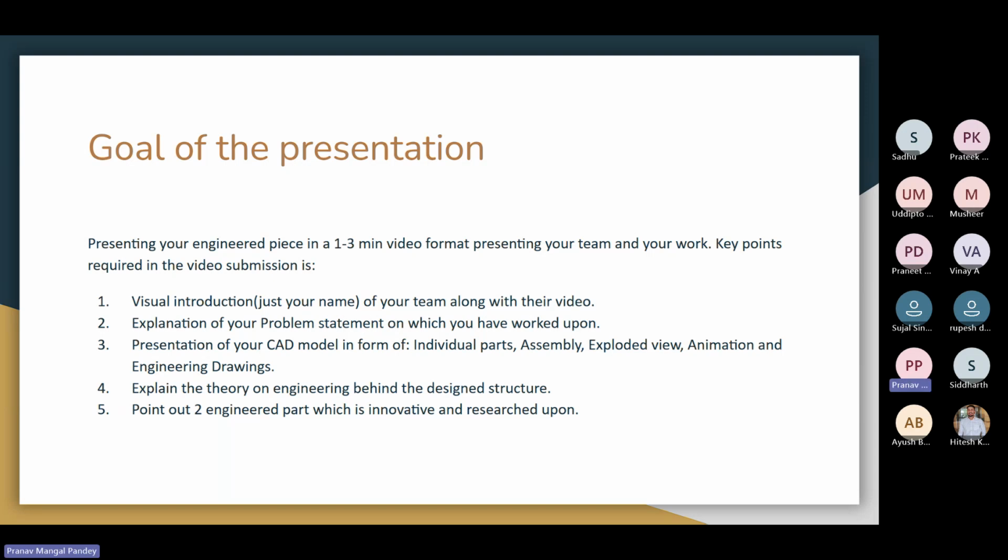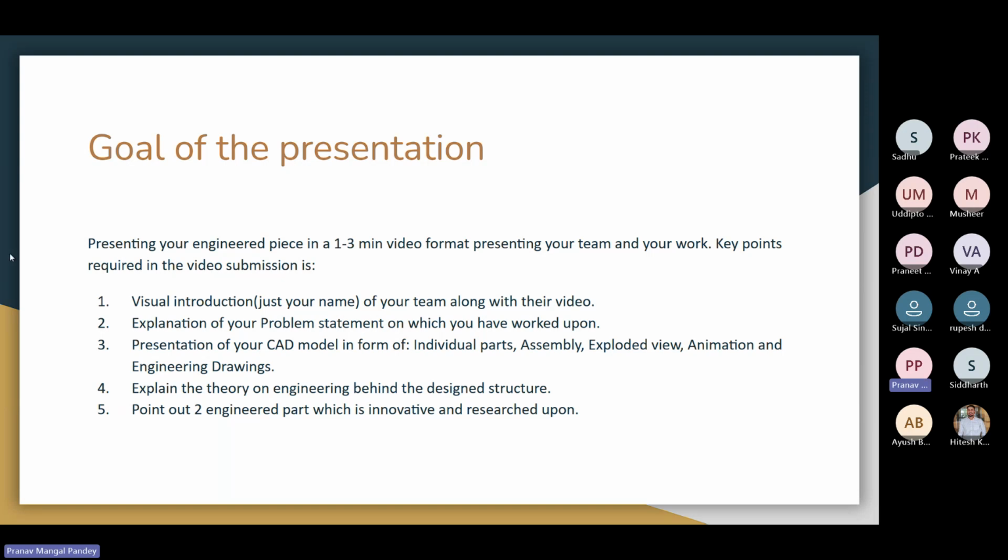Mandatory things which are required in the video are the CAD model, individual parts, the assembly of the whole design, exploded view, animation, and the engineering drawings. All the things which were covered from day 5 to today, day 9. Okay?